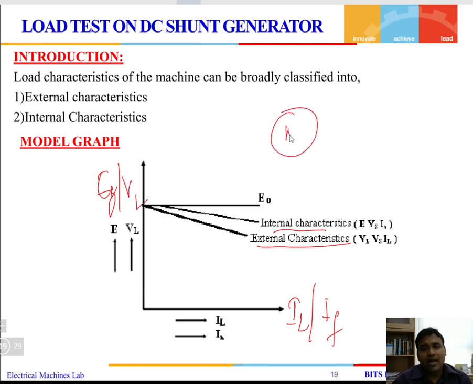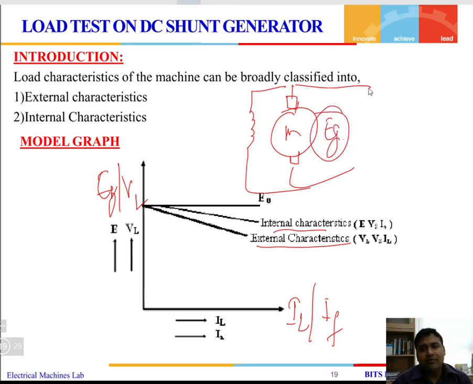Now here you have the motor, right? These are the brushes connected with the motor. Here you have the field winding, since it is a shunt machine. Whatever voltage is generated in the armature is known as the generated voltage, and the voltage at the terminal is known as the load voltage. If a graph is drawn between the internal voltage, EG, versus the armature current, then it is known as the internal characteristic.